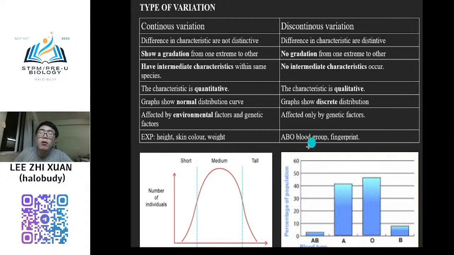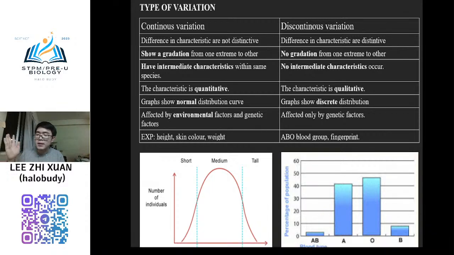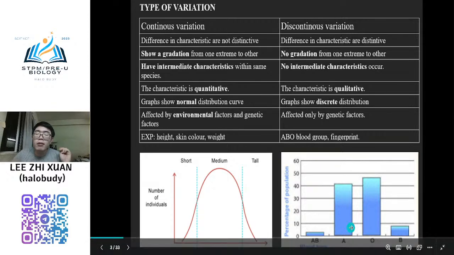Like the ABO blood group. The ABO blood group cannot be measured. You are blood A, you are confirmed blood A. You are AB, you are definitely AB. No one says, oh, you have 50% blood A, 50% blood O. No such thing. No one says your blood composition has 50% A and 50% B or O. There is no such thing. You are blood A, you are definitely blood A.